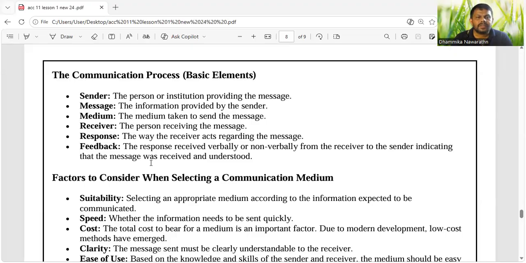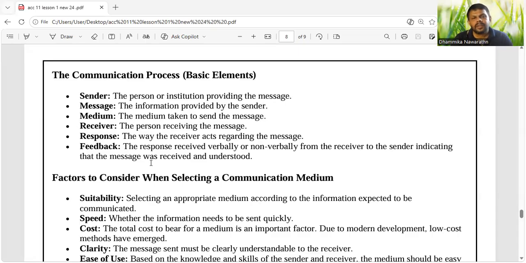Then if I tell something else: if you have a letter saying that you have passed some exam, then what is your response? You feel happy, and that is a response. If you hear bad news, then you will react, and that is a response.